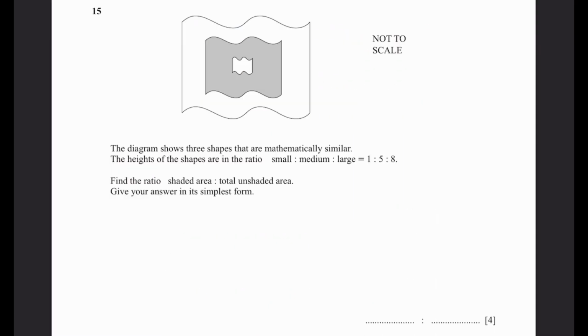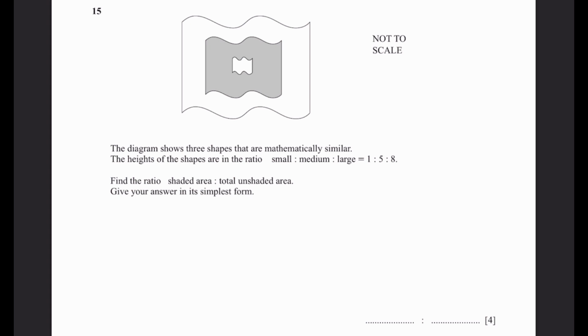The diagram shows 3 shapes that are mathematically similar. The heights of the shapes are in the ratio small is to medium is to large equals 1 is to 5 is to 8. So this is 1 part, 5 part, and 8 part, like this. Find the ratio shaded area is to total unshaded area. Give your answer in simplest form.